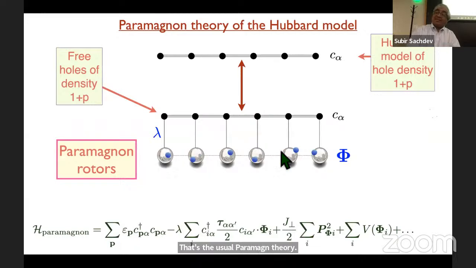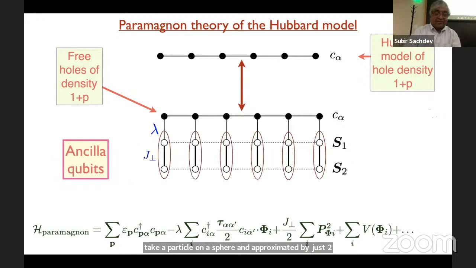So here's a picture of it. You have these quantum rotors, some particles moving on a sphere with a second order kinetic energy, coupled to these fermions. This is just a rewriting of the Hubbard model. But now I'm going to take these quantum rotors, which have a singlet ground state and a triplet excited state and an infinite set of states, just like a particle on a sphere, and approximate it by just two states, the singlet and the triplet. So I'm going to replace the rotor by a pair of spin-halves with coupling J perp.